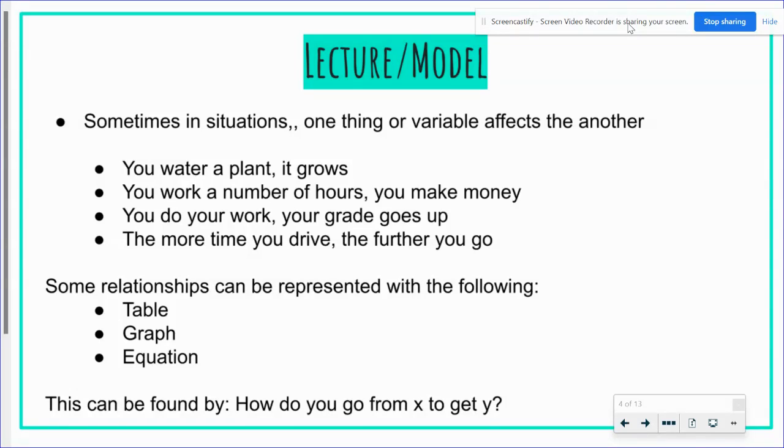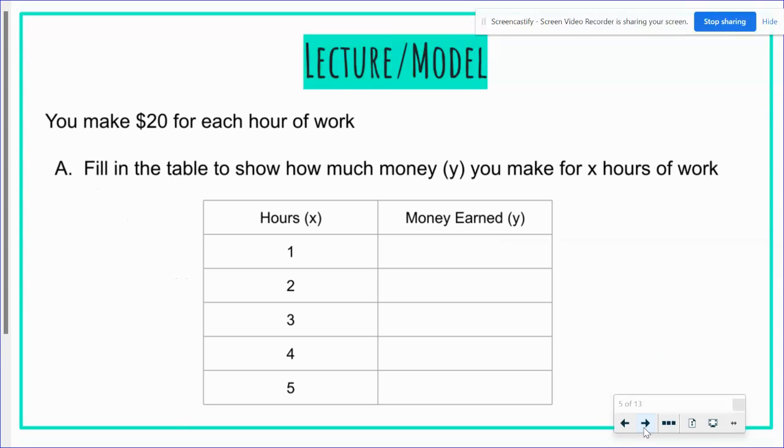We are going to be thinking about how do I go from one thing to the next thing. All right. So let's look at this situation here. You make $20 for each hour of work. Fill in the table to show how much money, or Y, you make for X hours of work. Well, this says we make $20 for each hour of work. So for 1 hour, we would make 20.